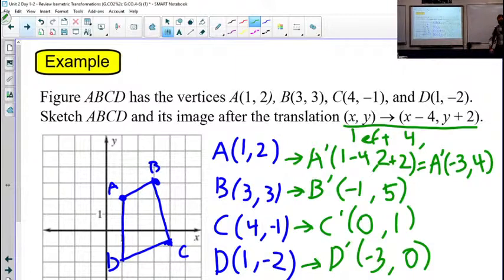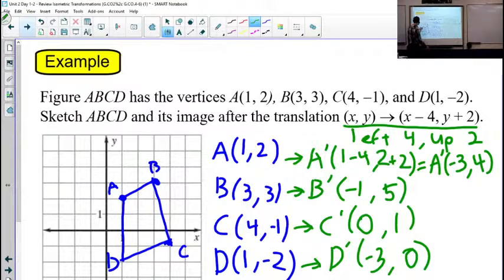And then y is in charge of up and down. So if I'm adding 2, then that means we're going to move up 2. So to the left 4 and up 2. I could do this by taking all the points and moving them to the left 4 and up 2.